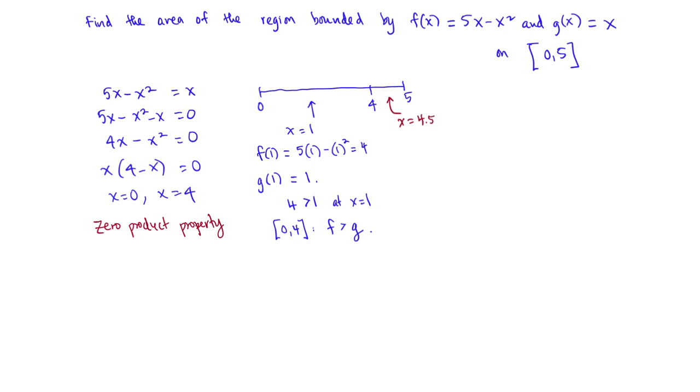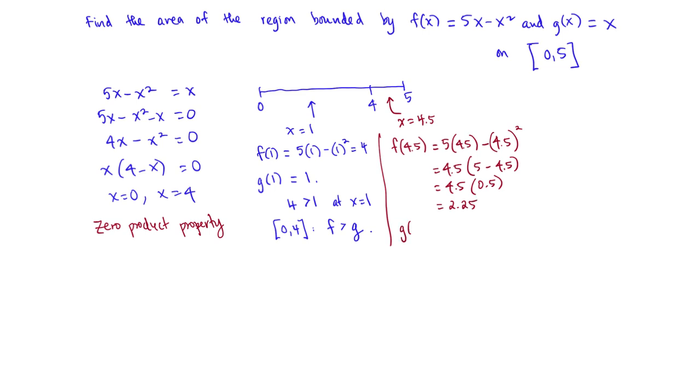We do the same thing for the second subinterval. Pick any number inside this interval, 4.5 for example. f of 4.5 is 5 times 4.5 minus 4.5 squared. Both of the terms have factor 4.5, so we factor out 4.5. 4.5 times the quantity 5 minus 4.5, which is 4.5 times 0.5. This is 2.25. g of 4.5 is 4.5.